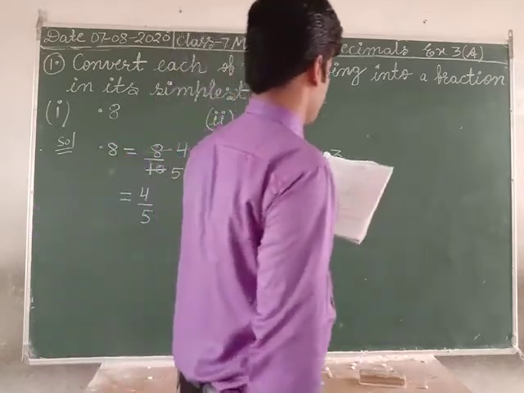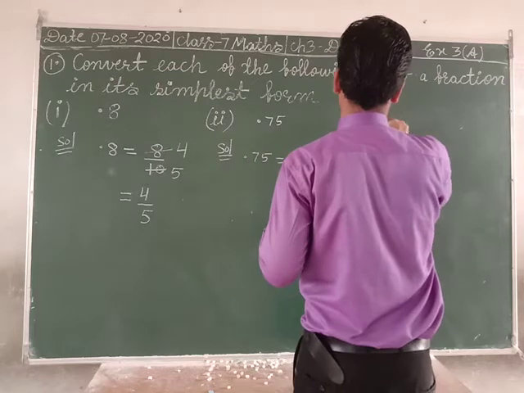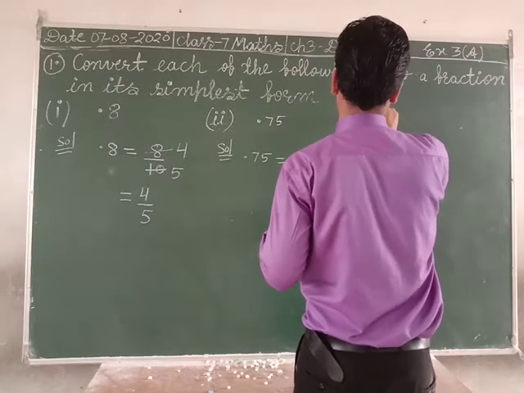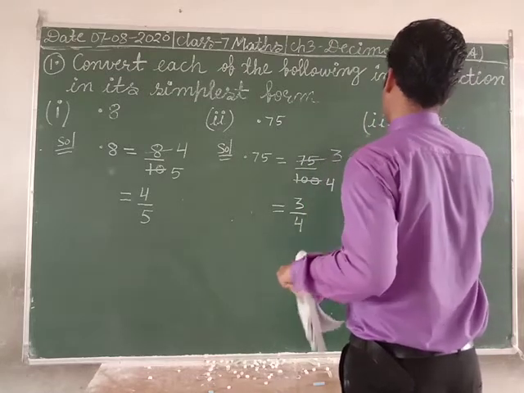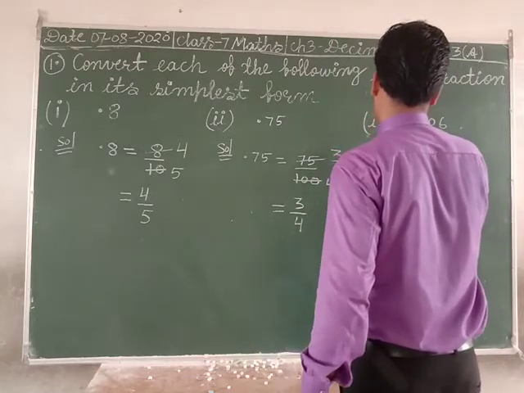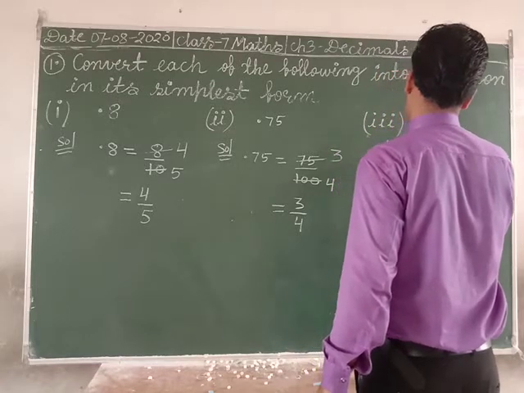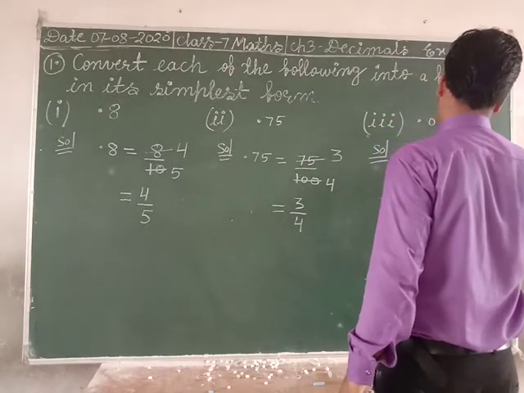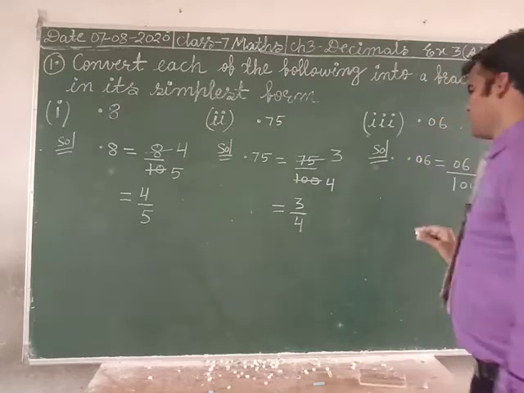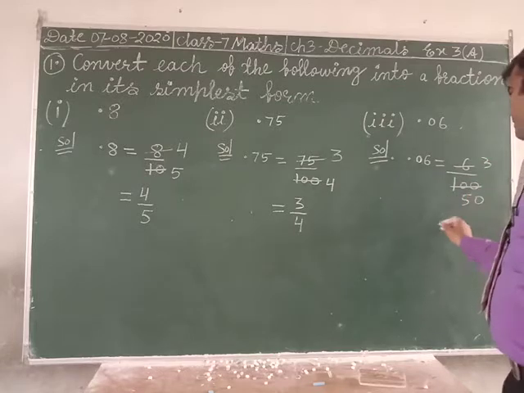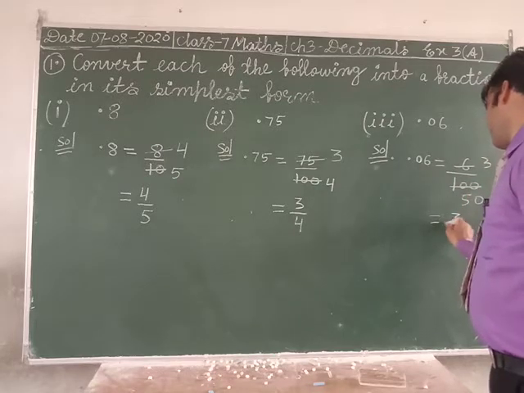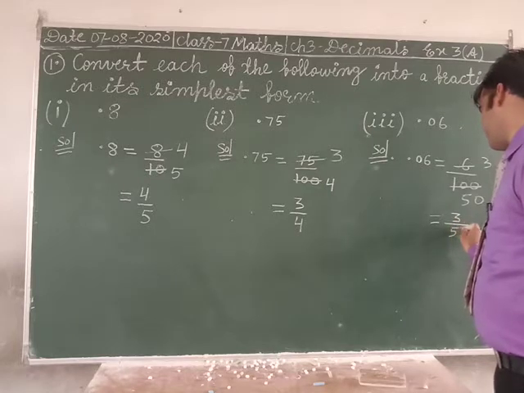Now students, question number 3: 0.06 is equal to 06 upon 100. Okay, students, this 0 has no meaning. Now 6 upon 100. So by 2 it becomes 3, and by 2 it becomes 50. So we write 3 upon 50 in its simplest form.